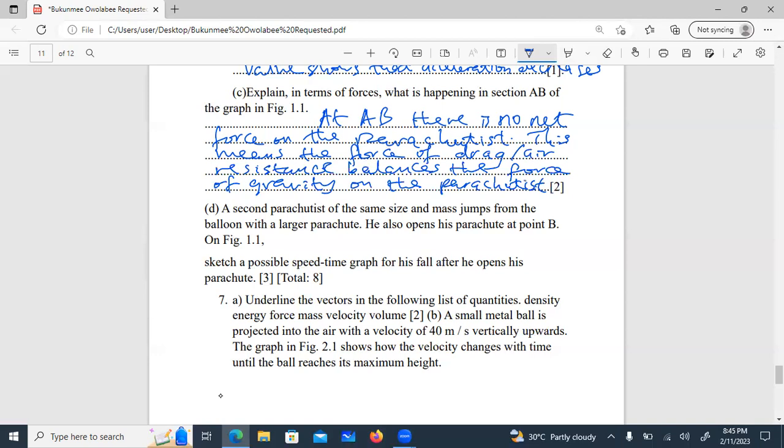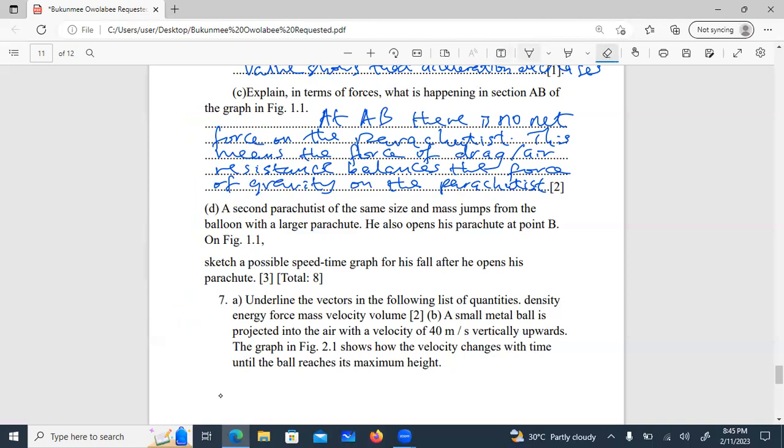Good. So as the force of gravity tends to bring the parachutist downwards, the force of drag tends to oppose the motion of the parachutist. Both of them are equal, so they balance each other. When they balance each other, that means the net force equals 0. That's why there's no acceleration. When the net force on an object is 0, the acceleration of that object is 0. And whenever acceleration is 0, it means there's no net force acting on the object.